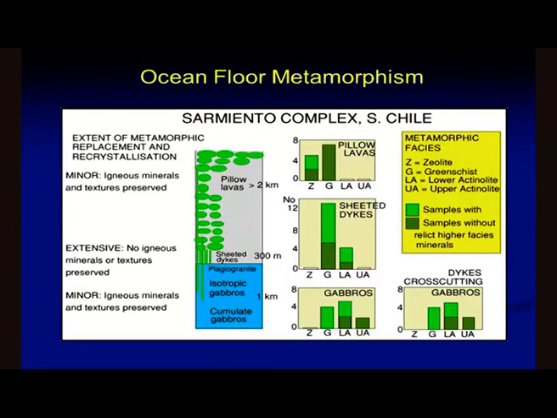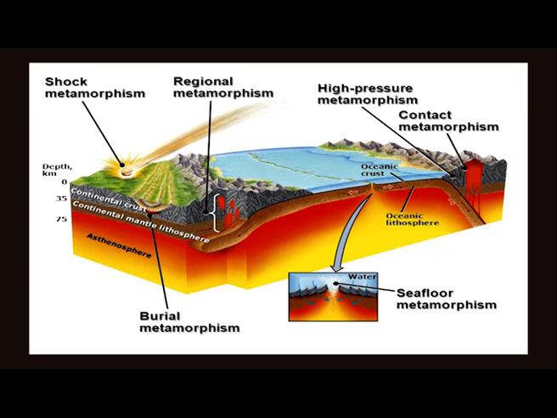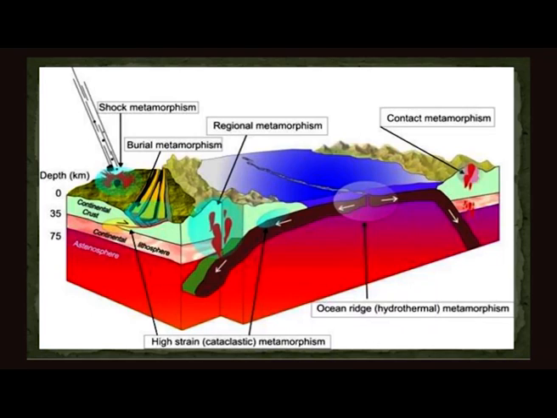Ocean floor metamorphism was coined by Miyashiro et al. in 1971 to describe the type of metamorphism affecting the oceanic crust at oceanic ridge spreading centers. The plate tectonic setting is therefore obviously one of the divergent plate margin.